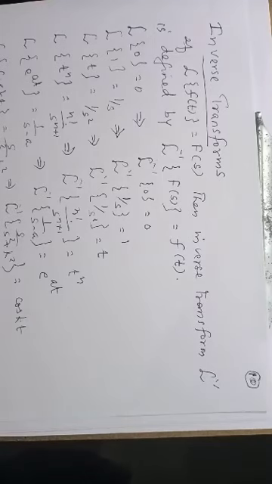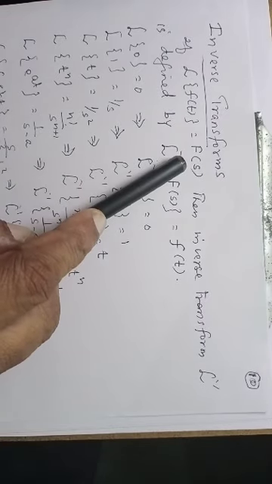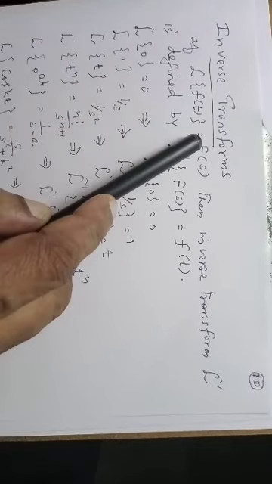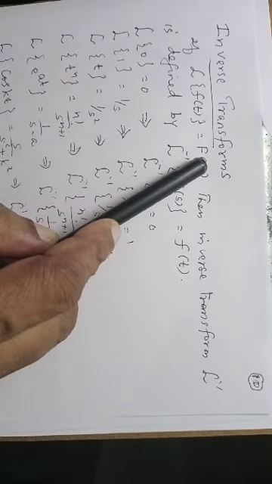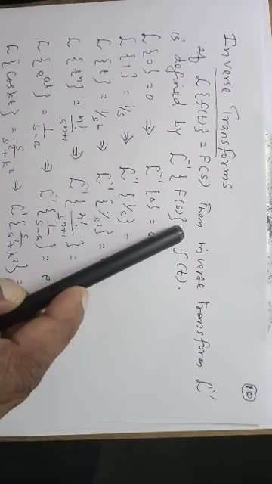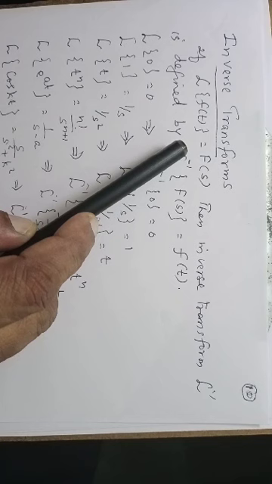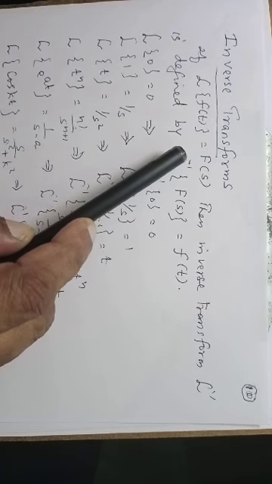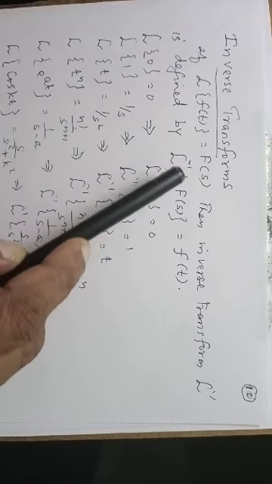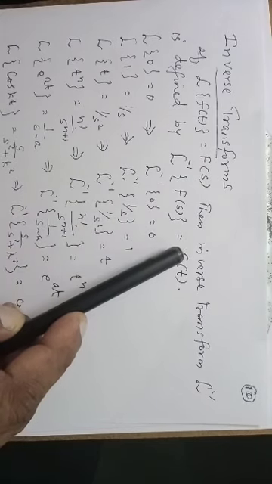Inverse Laplace transforms. If L of f(t) equals F(s), then its inverse is, just take this L to this side: L inverse of F(s) equals f(t). This is called the inverse Laplace transformation. That is, the inverse Laplace transformation of capital F(s) is equal to f(t).